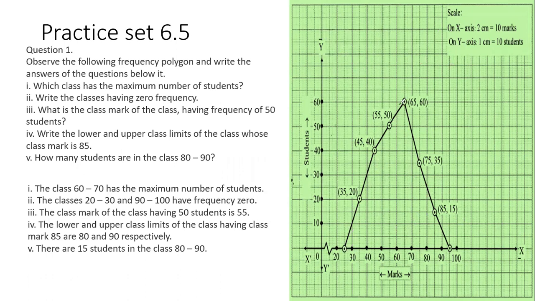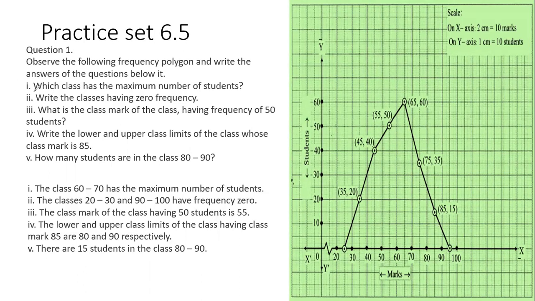Here you can see the frequency polygon. To draw the frequency polygon, we use the midpoint or class mark. We put a point at the class mark and then we join the points. It is known as a frequency polygon.